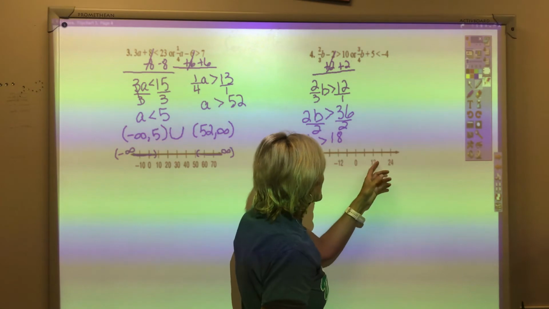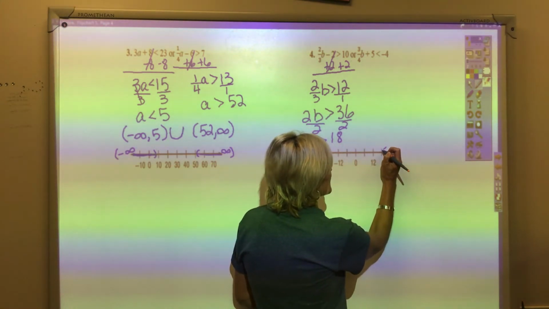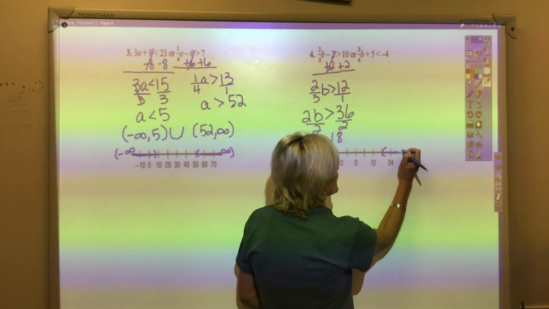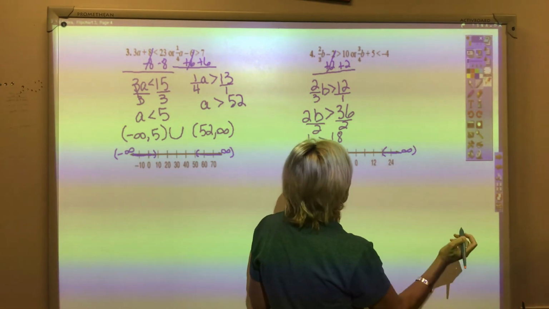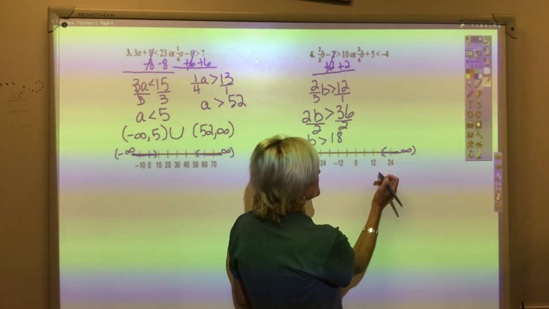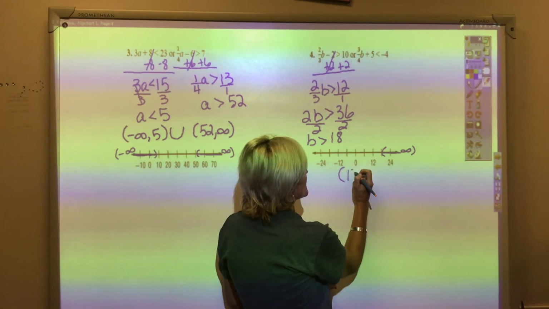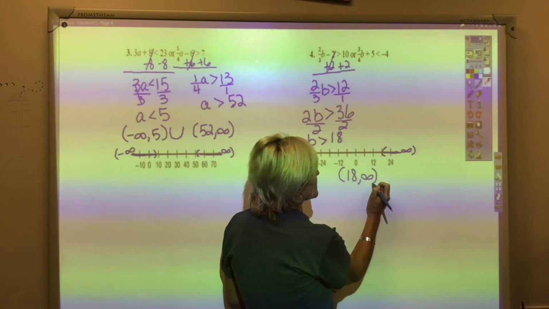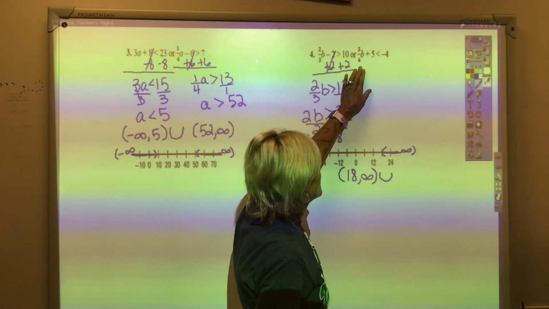So I'm going to go to 18, which is right here. I'm going to open my parenthesis. I'm going to shade to the right. I'm going towards positive infinity. On this one, I'm going to squeeze in my interval notation below. So I'm going to have 18, comma, infinity, parenthesis. We have a union because it's an OR again.